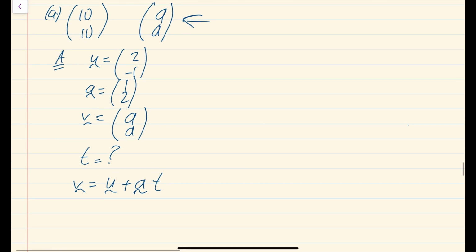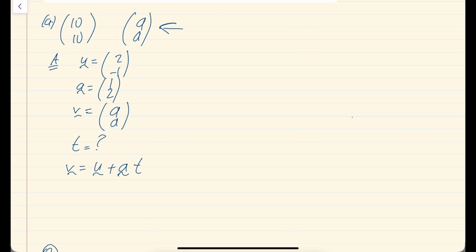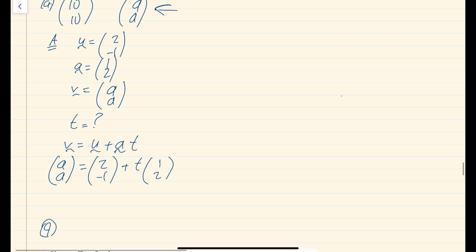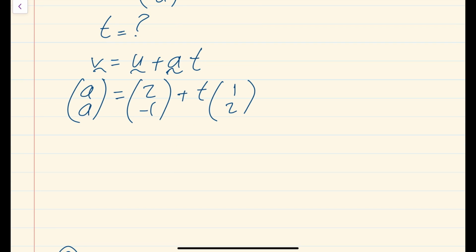And then we're going to fill this in. So filling this in, we would have a equal to my u, which is (2, -1), and then times my t times my a, so t times (1, 2). So we have to find the time at which this is the case. So here, I would say that for your i's, a is equal to 2 plus t, and for your j's, a is equal to minus 1 plus 2t.